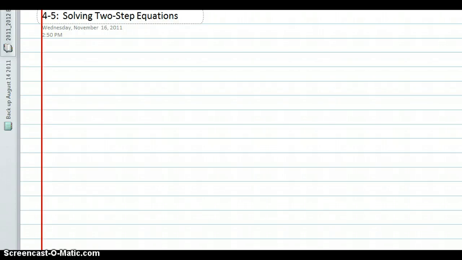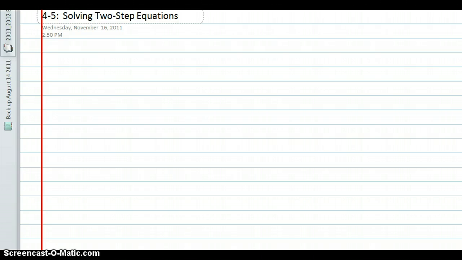Let's go ahead and work on solving two-step equations. So this is section 4-5. We have looked at basically single-step equations so far. They either have had addition or subtraction or multiplication or division, but of course what happens when you throw it all together? So we'll look at some two-step and maybe some more multi-step equations in this section.